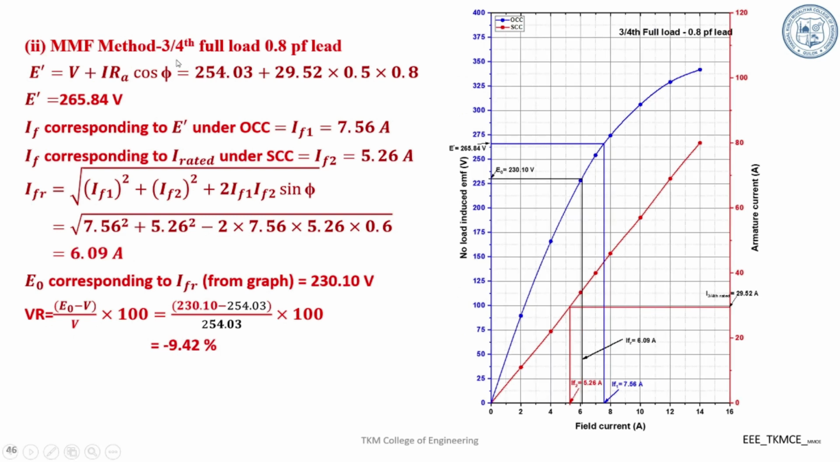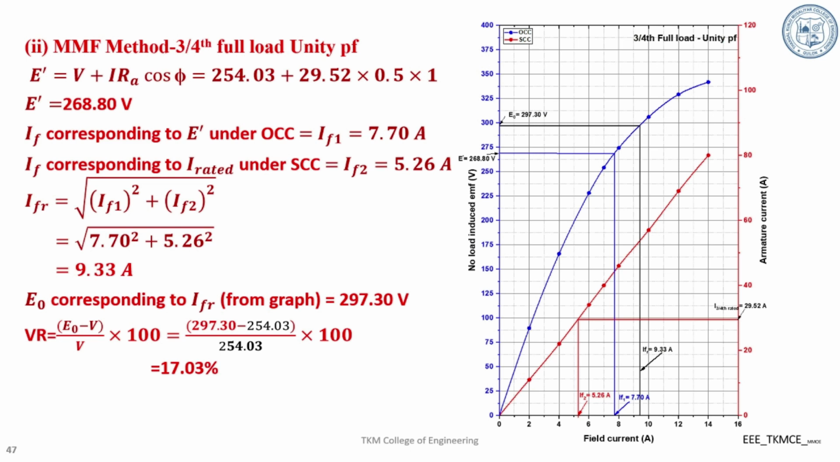Then MMF method, 3/4 full load, 0.8 power factor lead. E dash is obtained as 265.84 volt and the corresponding IF1 is 7.56 ampere and IF2 is 5.26 ampere, and the resultant field current is obtained as 6.09 ampere. Then E0 corresponding to this resultant field current, that is 6.09 ampere, is obtained as 230.10 volt. After substituting these values in this expression, voltage regulation is calculated as minus 9.42%.